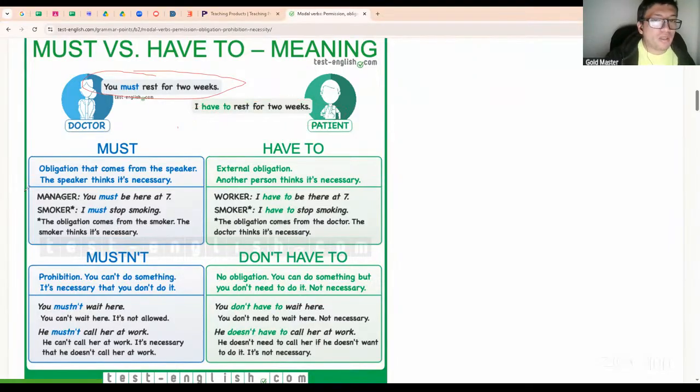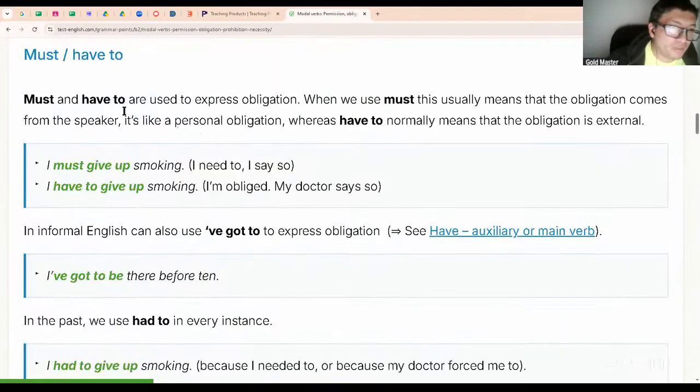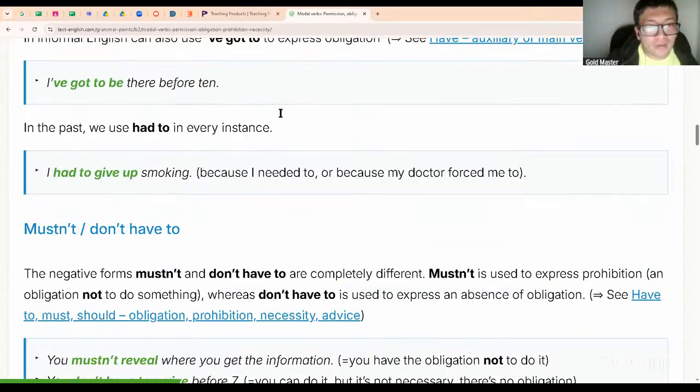All right. If you are a doctor, let's say, or a teacher or some authorized person, you should say must instead of have to. And if you are the patient or the student or somebody that is being told what to do, you have to say have to. But there's not a lot of difference between these two. Must and have to both express obligation.